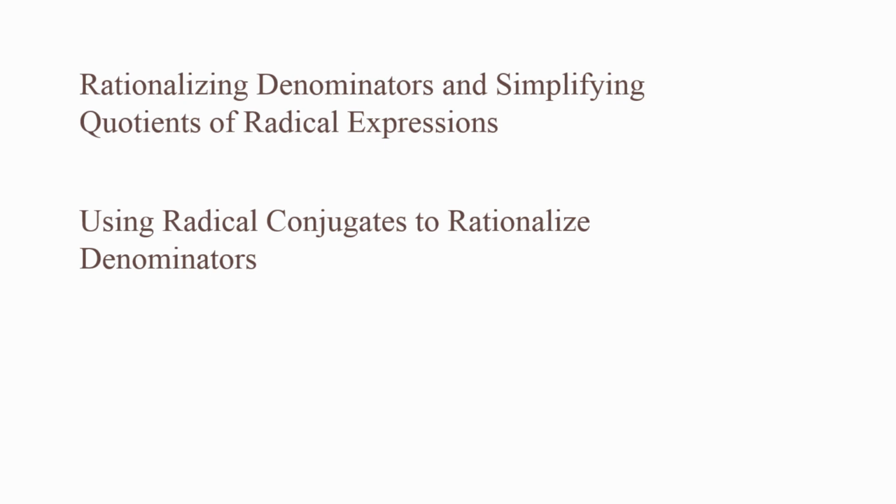Rationalizing denominators and simplifying quotients of radical expressions. To rationalize the denominator, if you have the square root, you want a perfect square. If you have a cube root, you want a perfect cube. If it's a fourth root, a perfect fourth root. Using radical conjugates to rationalize denominators, you want to multiply your numerator and denominator by the conjugate of your expression in the denominator, which means if your expression has a minus sign, the conjugate will have a plus sign. If your expression has a plus sign, then your conjugate will have a minus sign.